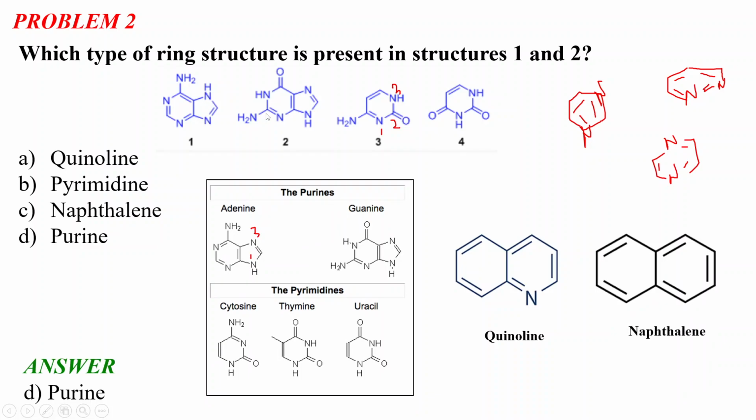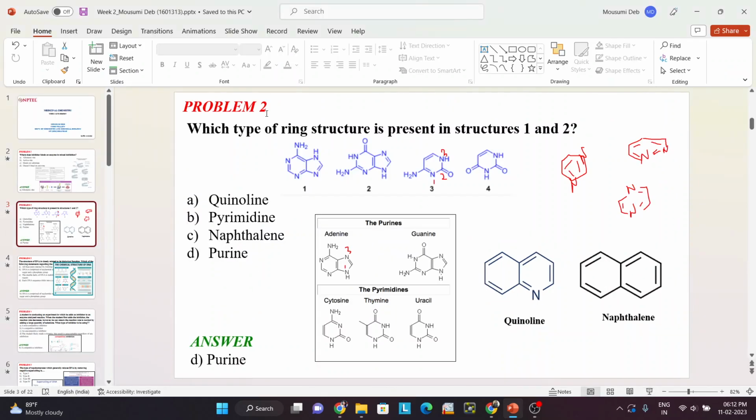So, I think this was an easy question, but sometimes people get confused about all the rings, where the nitrogens are present, and what the names of the rings are. So, I think it will be better if you can remember the structures of all the nucleobases, because many questions regarding the nucleobases come up, and it will be better if you can remember the names and the structures also.